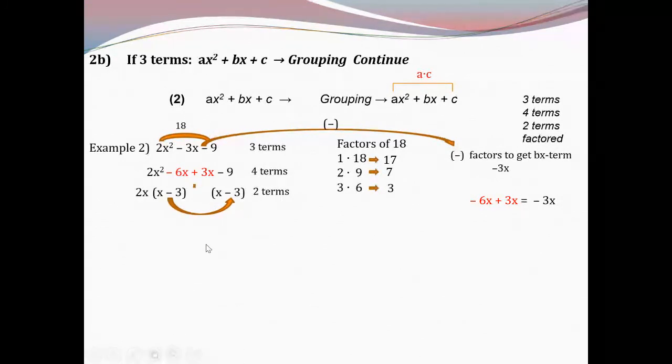The sign comes down. Then you ask yourself, what number times x will give me 3x? The answer is 3. And again, you can always check your work. 3 times x is 3x. And 3 times negative 3 will give us negative 9. So I know I'm on the right path. So what do these two terms have in common? It will be the x minus 3. So what's left? 2x plus 3. That's how you factor that one.